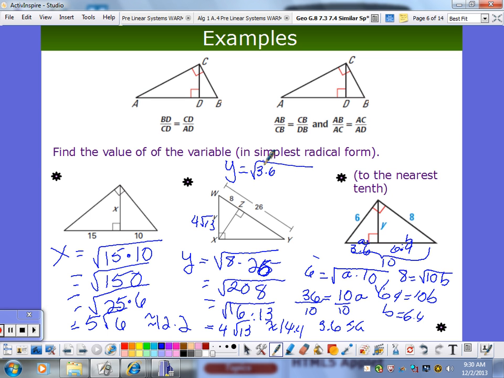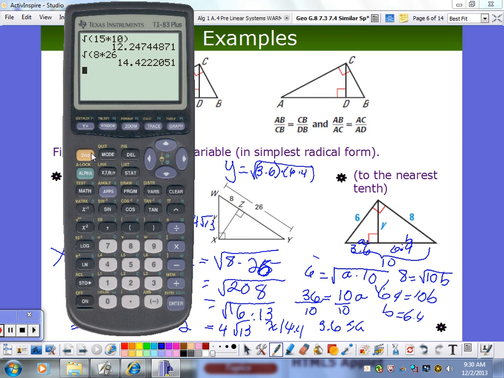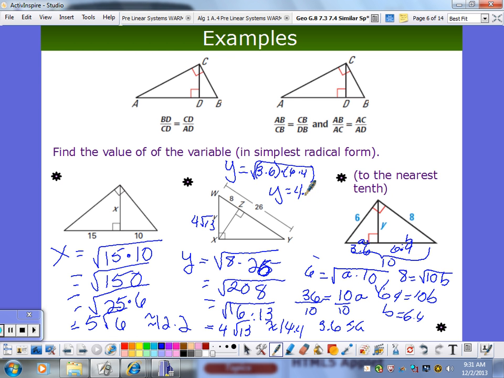So 3.6 times 6.4. Luckily, to the nearest tenth, I'm just taking out the calculator here. So it's going to be the square root of 3.6 times 6.4. And to the nearest tenth, y equals 4.1.